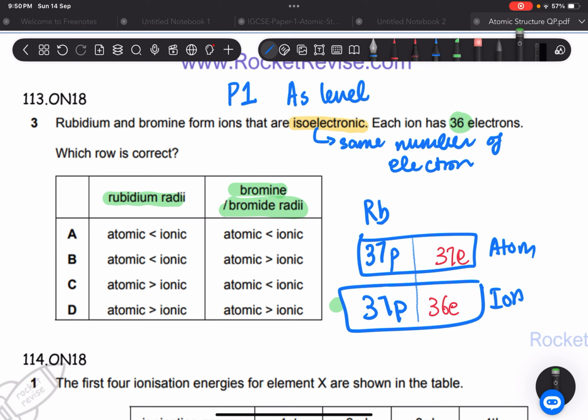So since a rubidium ion has 4 shells, that means that the ionic radius has to be less than the atomic radius. So this is going to be correct.